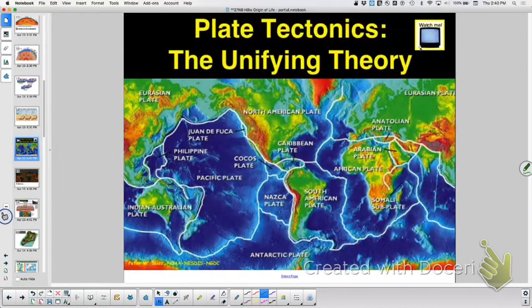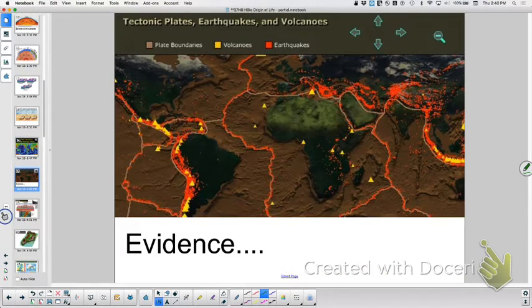Next, evidence for plate tectonics. You know, we were trying to look at some different pieces of evidence. And one would be all of these what?